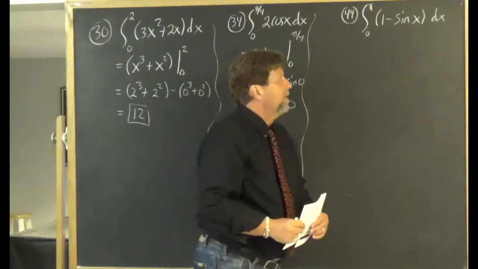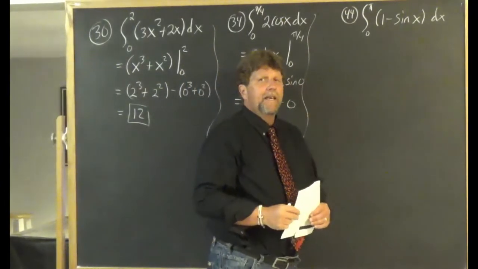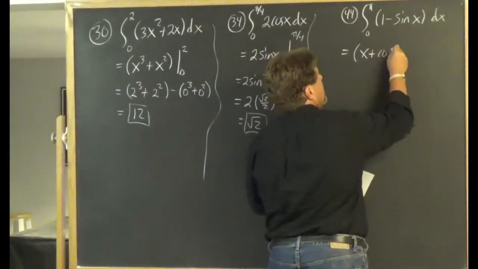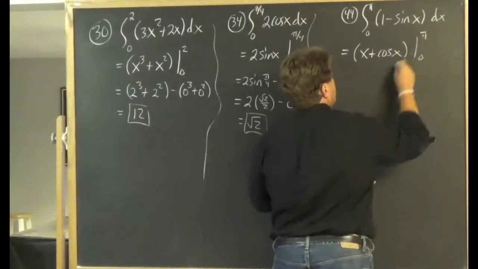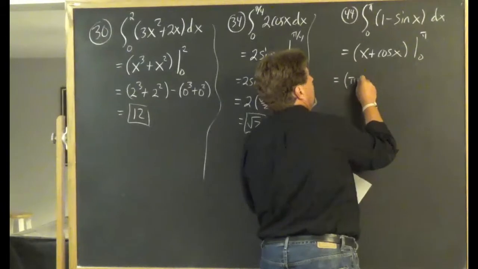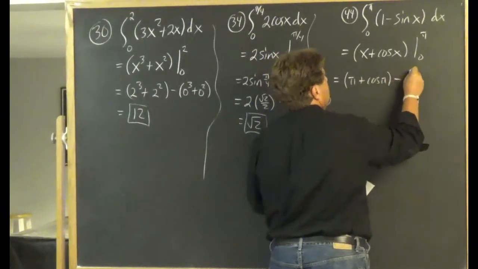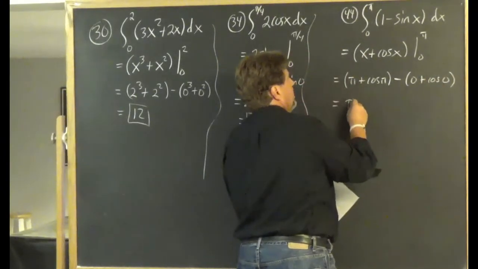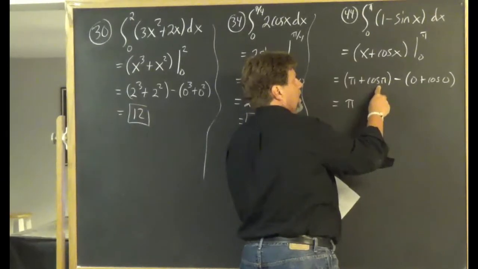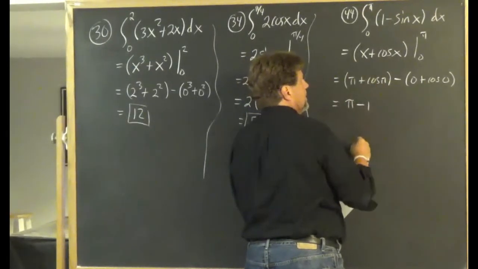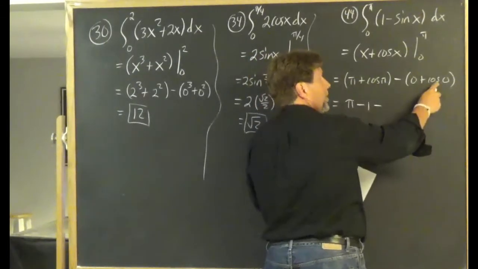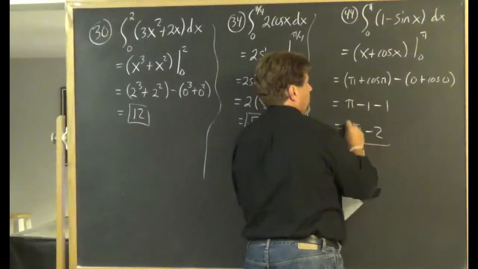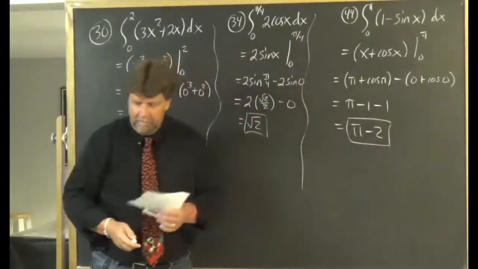44, integrating 0 to pi, 1 minus sine x dx. So you get an antiderivative, which is x plus cosine x. So you evaluate that from 0 to pi, so that gives you pi plus cosine pi minus 0 plus cosine of 0. So that's a pi, well, cosine of pi is -1, so plus a -1. Minus, well, cosine of 0 is 1. Pi minus 2. So hopefully you got pi minus 2.